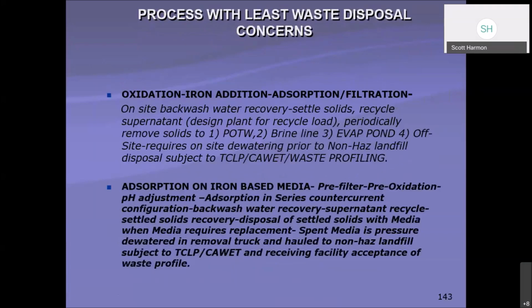So here are the processes with the least waste disposal concerns. Again, it's the oxidation, iron addition, absorption, filtration that we've talked about, and the absorption on iron-based media is another one. Again, with those two types of treatment, arsenic can be changed to non-hazardous materials and possibly be landfilled, but that's not always the case. You have to check with your landfill to make sure.